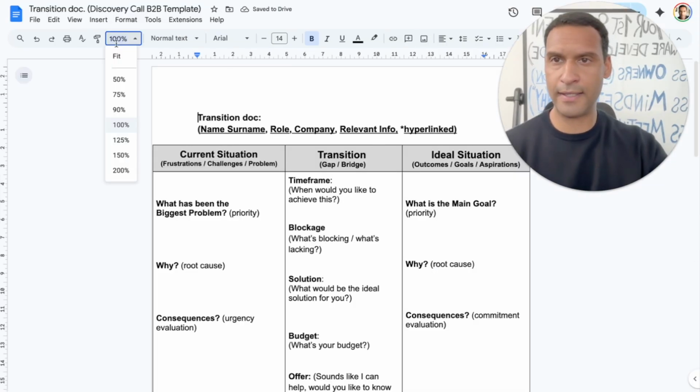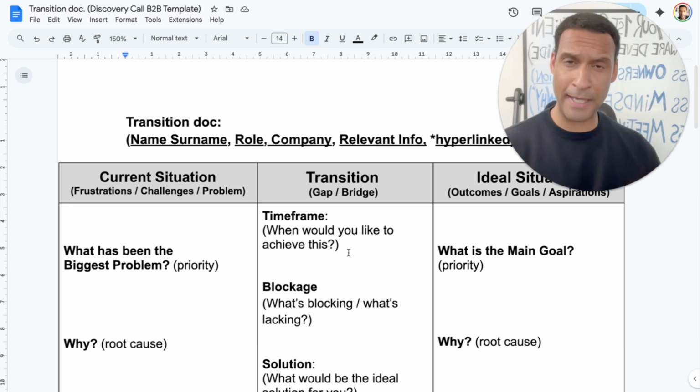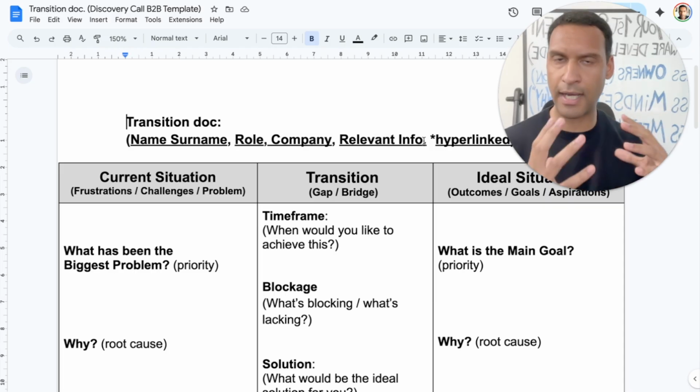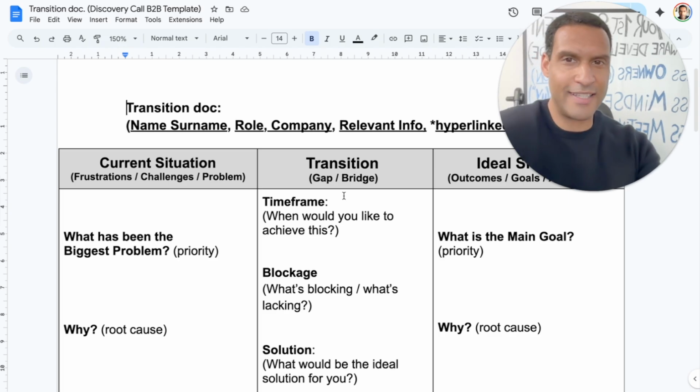So this is the transition doc. Welcome. Each person you speak with is hyperlinked, so you can click in when you speak with them. You can see their profile, study them, and understand the job description, understand everything. This is for a different video.